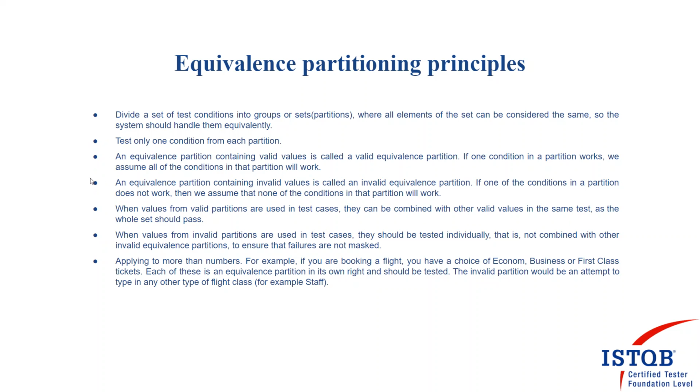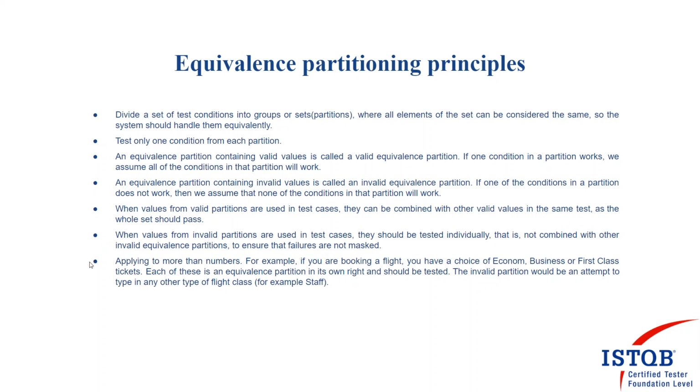An equivalence partition containing invalid values is called an invalid equivalence partition. If one of the conditions in a partition does not work, then we assume that none of the conditions in that partition will work. When values from valid partitions are used in test cases, they can be combined with other valid values in the same test, as the whole set should pass. When values from invalid partitions are used in test cases, they should be tested individually, that is, not combined with other invalid equivalence partitions, to ensure that failures are not masked.